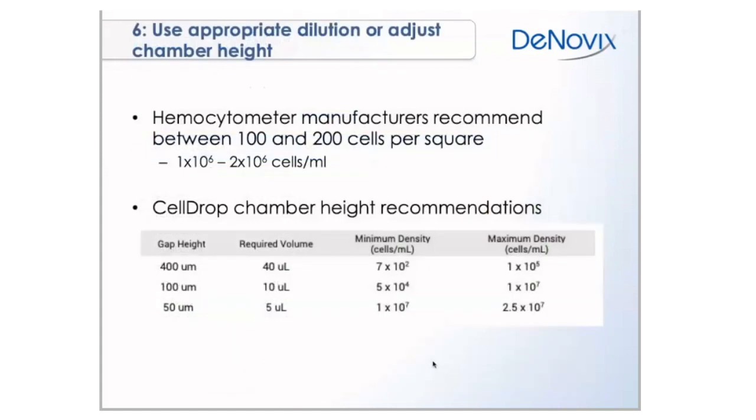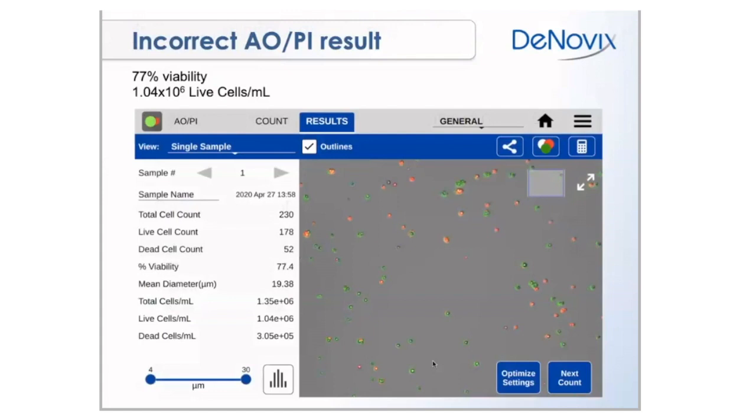So just by changing the focus and the exposure a little bit, I was really able to change the count and therefore your input into your experiment. So it's very important to make sure that those settings are done correctly.